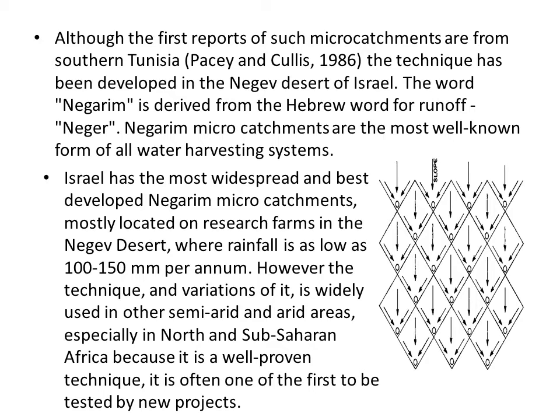However, the technique and variations of it are widely used in other semi-arid and arid areas, especially in North and Sub-Saharan Africa, because it is a well-proven technique. It is often one of the first to be tested by new projects. So this Negarium system is a well-tested and successful scheme, hence it has been adopted in Sub-Saharan African areas also.